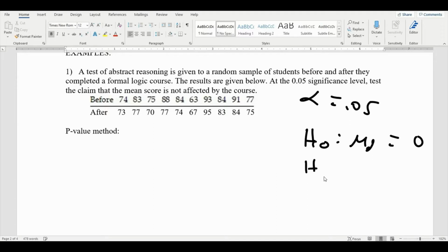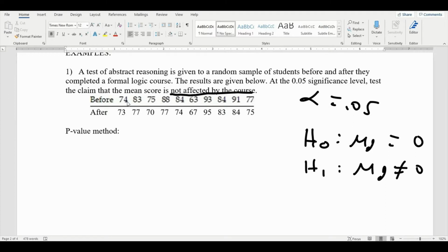And then our H1, or alternative hypothesis, will have the population difference. Let's see what this one is. It says the mean score is not affected by the course. So that's a not equal to. Let me make it a little bit easier to see. That's a not equal to. So this is the before and after for a test of abstract reasoning. The before a course and then after a course, after a logic course. So does the course make a difference? Is what's going on.